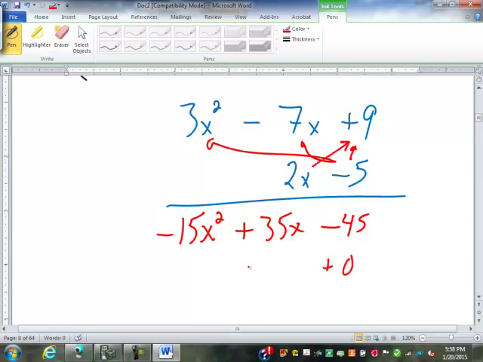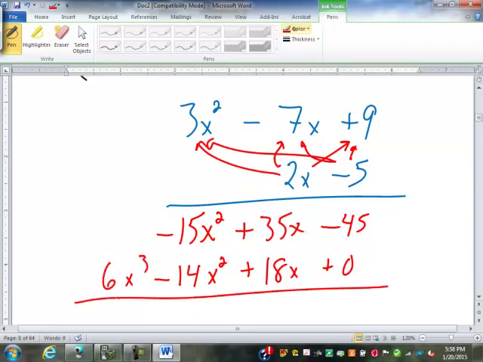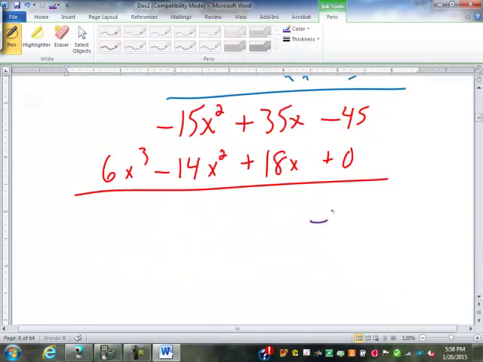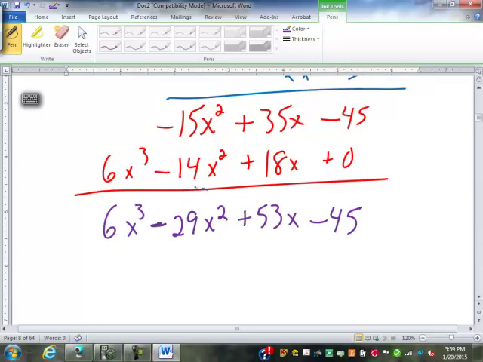2x times 9, positive 18x. 2x times negative 7x, negative 14x squared. And 2x times 3x squared, 6x to the third. And now we can combine, adding down the columns. So we've got negative 45. 35 and 18, positive 53x. Negative 15 and negative 14 is negative 29x squared and 6x to the third.